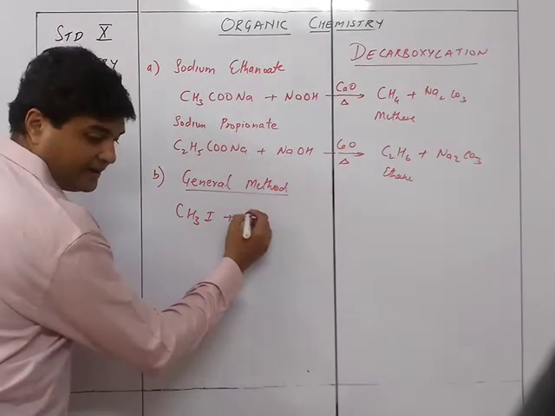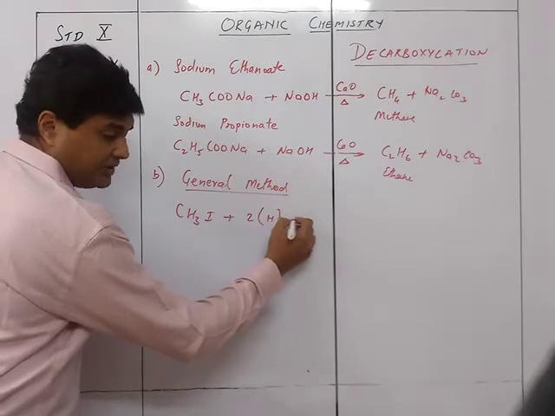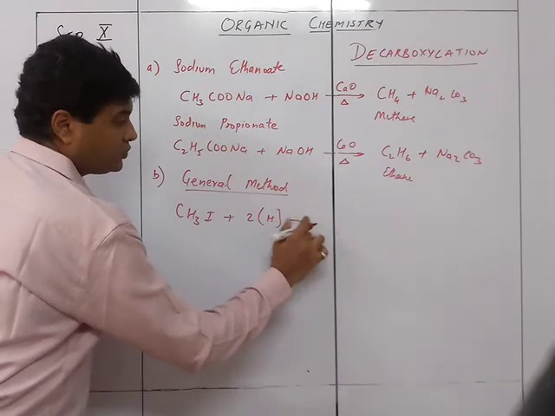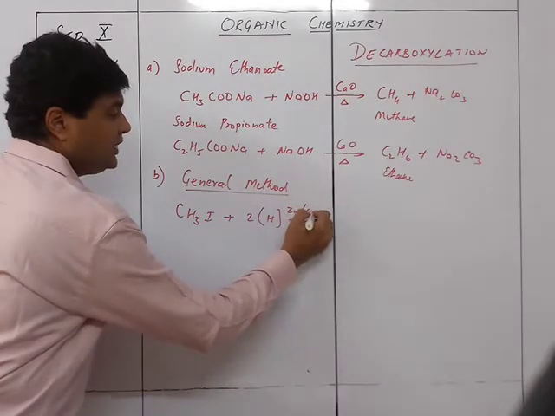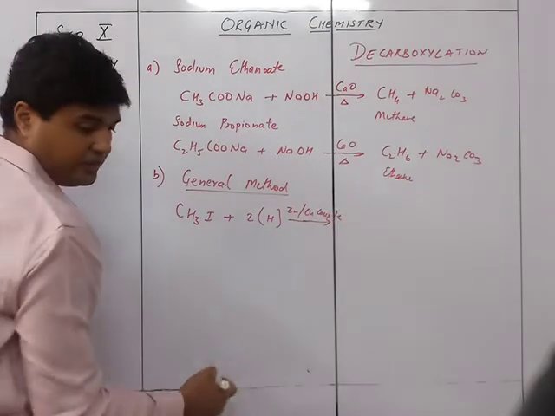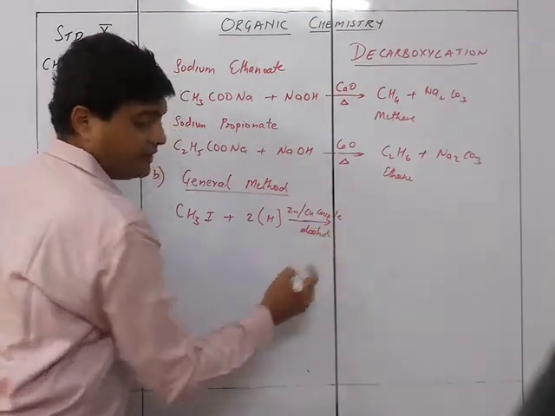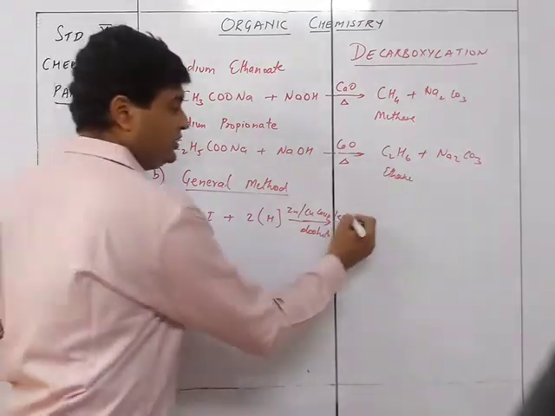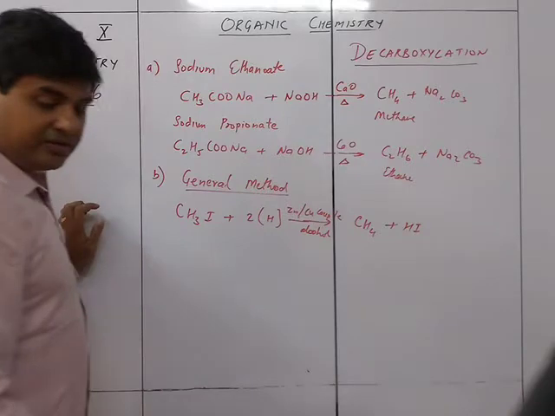So we are going to react it with nascent hydrogen over here, and this nascent hydrogen is going to give you... And of course, what you will be requiring over here will be a Zn-Cu couple. This is a Zn and Cu couple, which will be heated, and there will also be alcohol needed as a reagent, and that will give you CH4 plus HI. So this is one reaction.